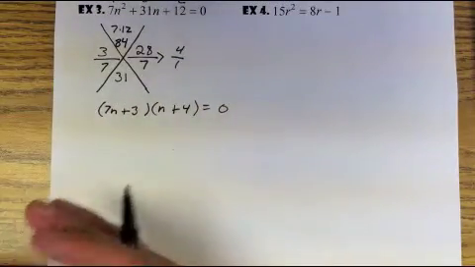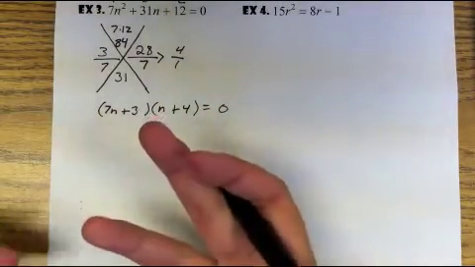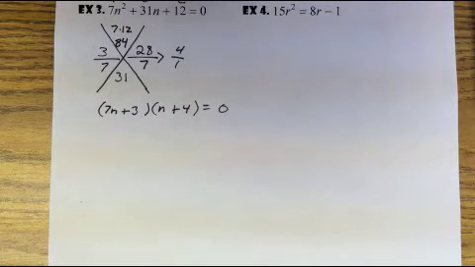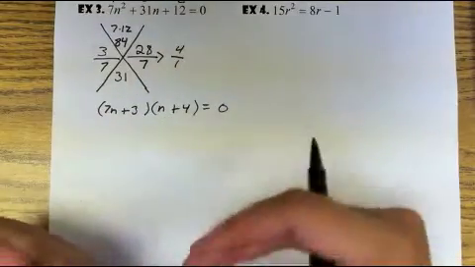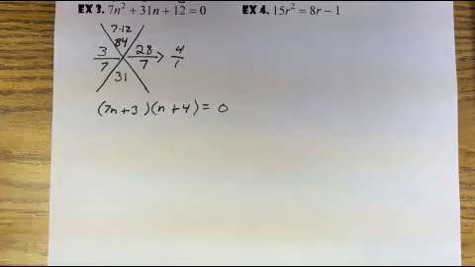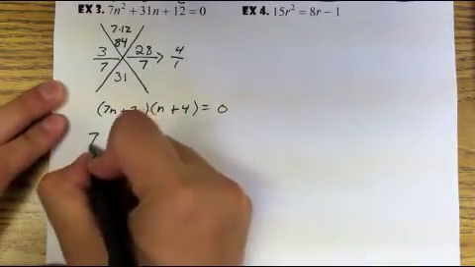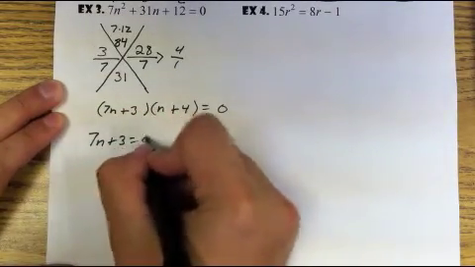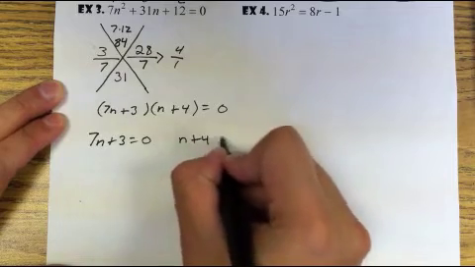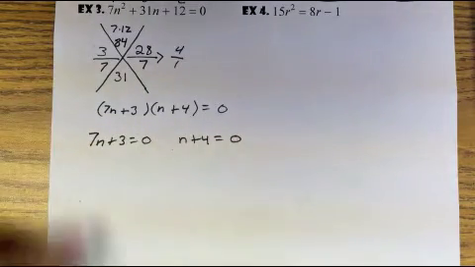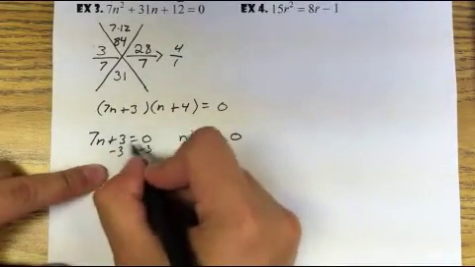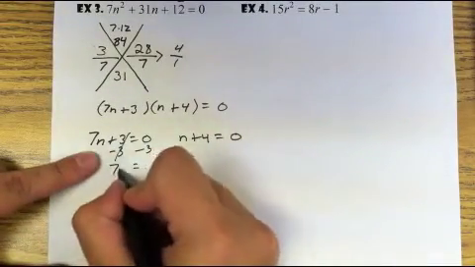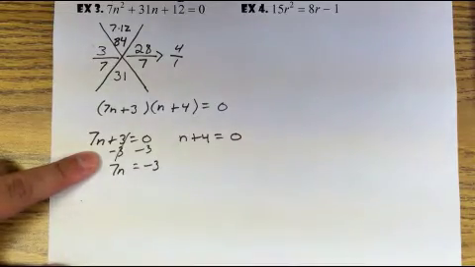I think the hardest part of this whole thing is the factoring. But you guys had like a week of factoring, so you should be really good at this. Now we have our factors, we have our pieces. What do we have to do? We want to find intercepts, so we have to set them equal to what? 0. What are we going to do first here? Subtract 3. We get 7n equals negative 3.